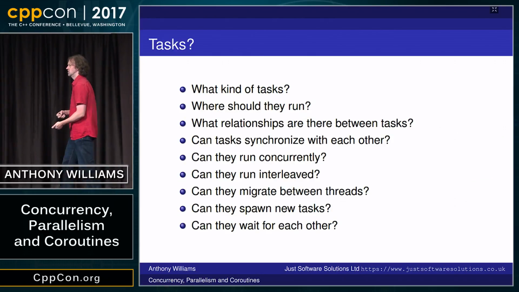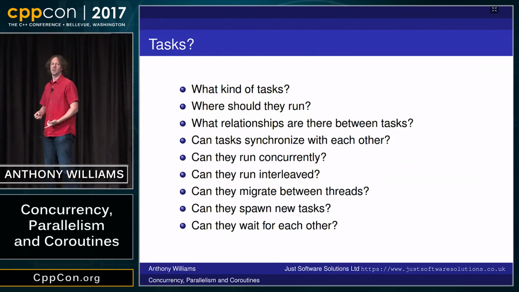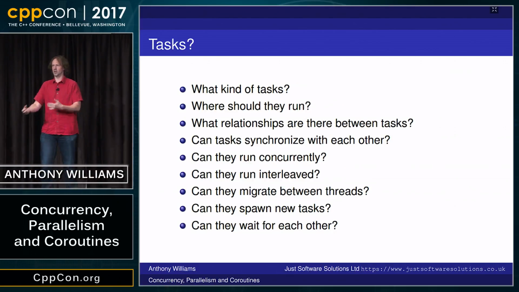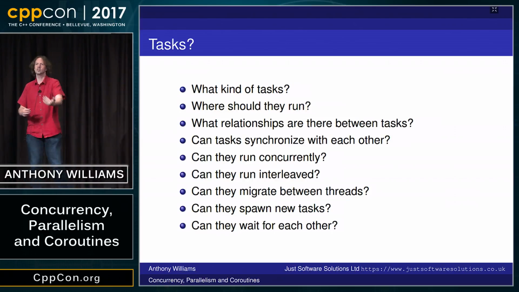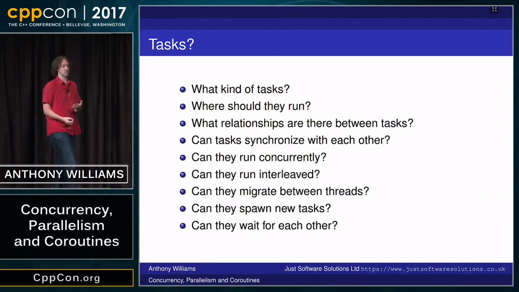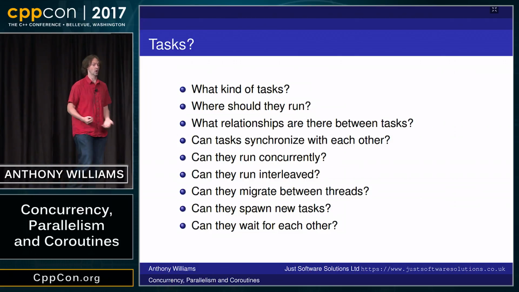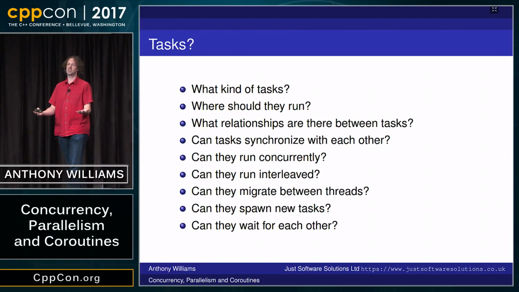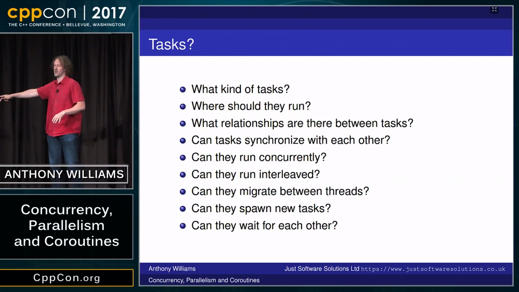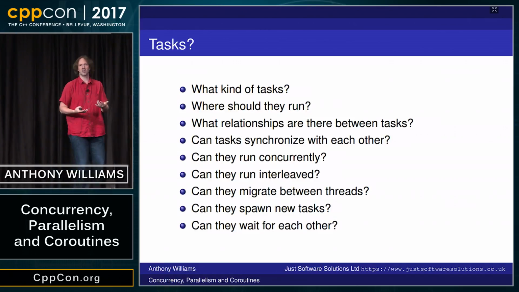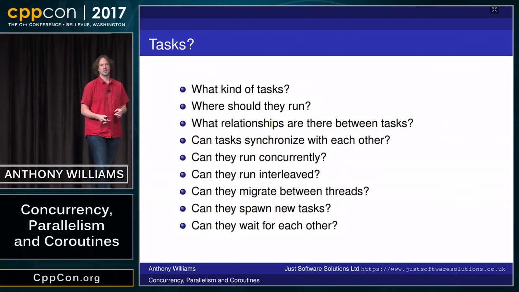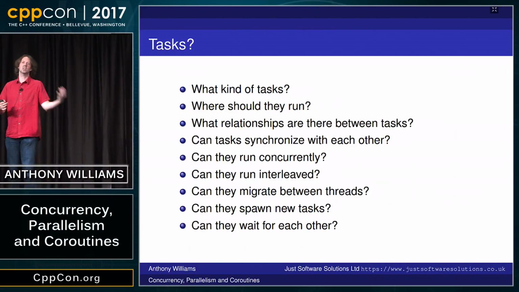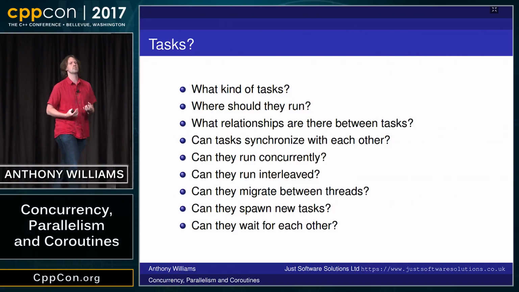What kind of tasks have we got? Where do we want them to run? What relationships are there between tasks? Are they completely independent, or are they in some crucial way dependent on each other? Can they synchronize with each other, or not? Can they truly run concurrently, or do some of them have to run sequentially with each other, but can run concurrently with some other batch over there? Can they run interleaved, like with parallel unsequenced? Can we move them around across threads? Can they in turn spawn new tasks on the same executor? Can they wait for each other? All these are important questions.